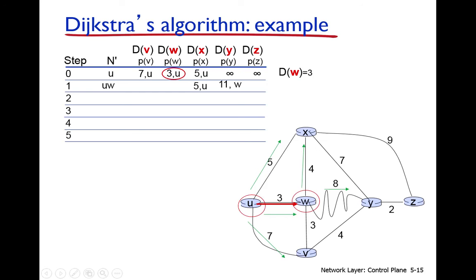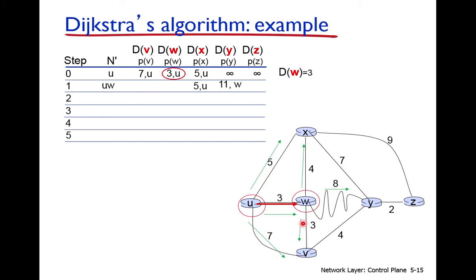Okay, now we are going to explore another neighbor of W. This is the other neighbor, V. If it is explored, then the cost from U to W is 3 and W to V is 3. So the cost from U to V through W is 3 plus 3, 6. And the cost already present from U to V is 7.